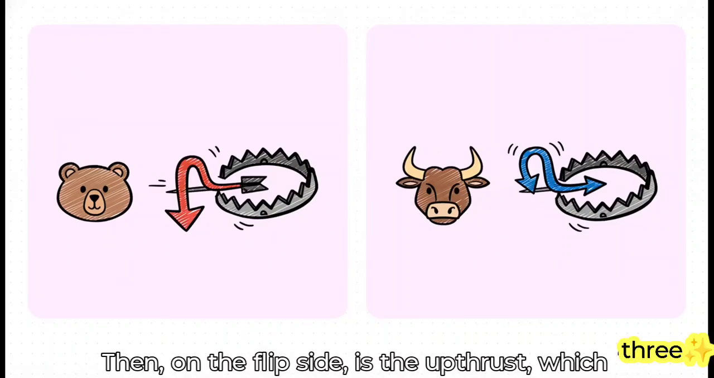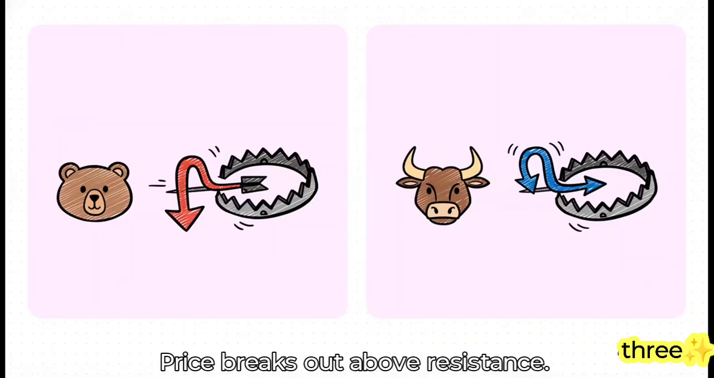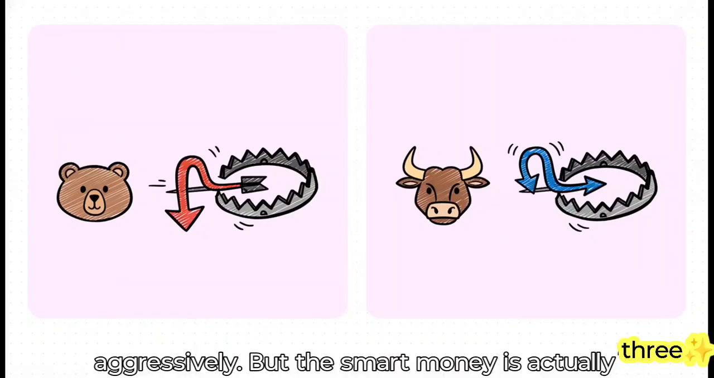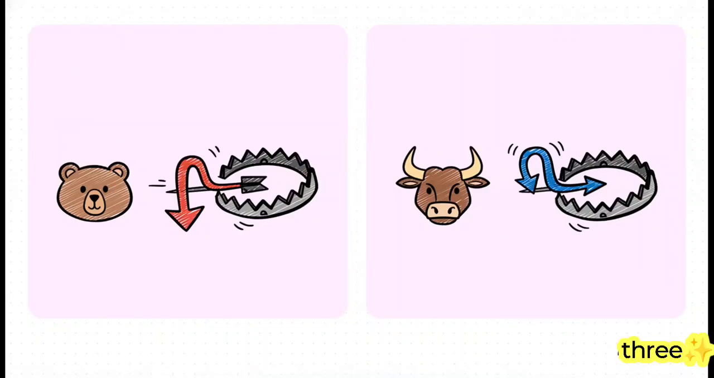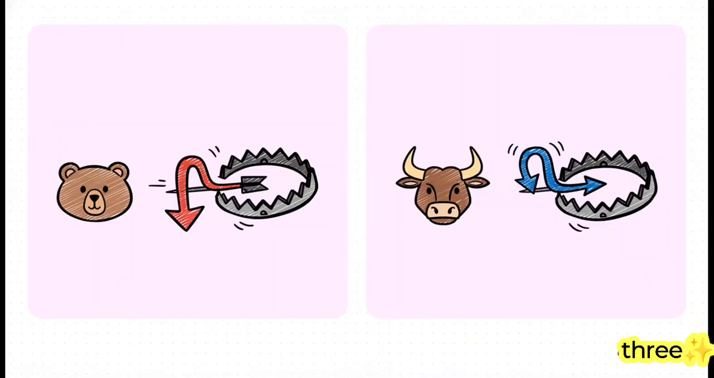Then, on the flip side, is the Upthrust, which happens during distribution. Price breaks out above resistance. Retail traders scream moon and buy in aggressively. But the smart money is actually just unloading their final shares straight into that massive buying pressure. It's a bull trap, and the price is going to collapse shortly after.